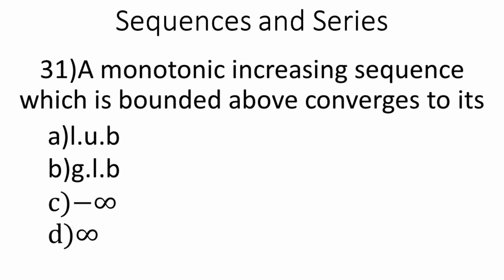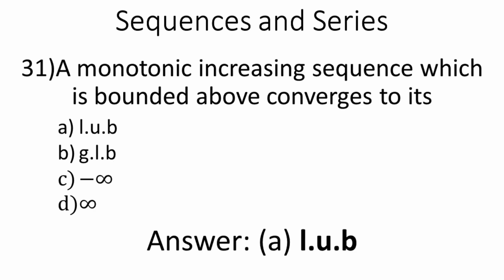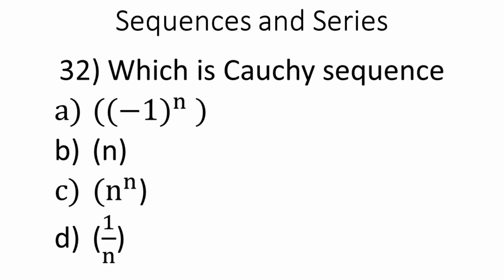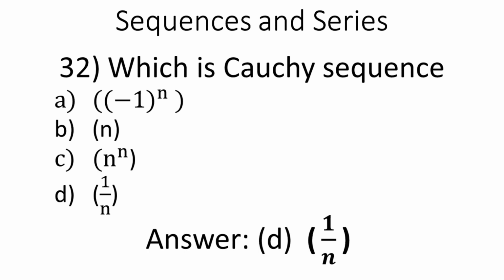Question number 31. A monotonic increasing sequence which is bounded above converges to its LUB. It is a very important theorem. LUB. Question number 32. Which is a Cauchy sequence? So here the option 1 by n is a Cauchy sequence. Repeated question.